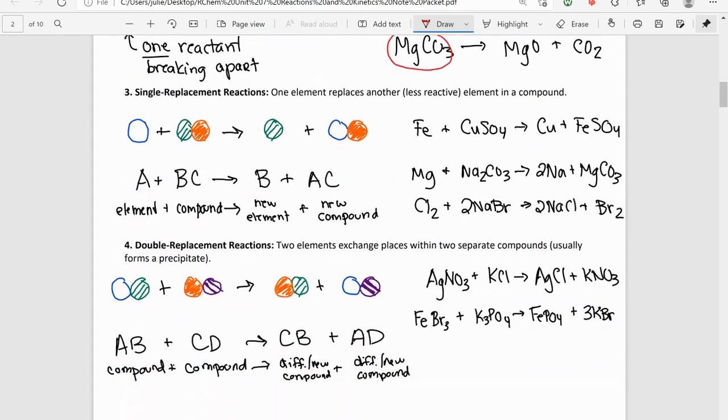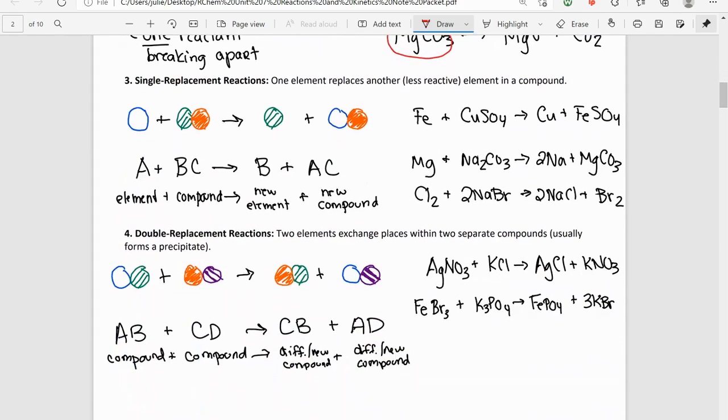The other two are sometimes harder for students to tell the difference between, and that is single replacement reactions and double replacement reactions. We have single replacement reactions first. One element is going to replace another less reactive element within a compound. Looking at the left-hand side, I have element A and compound BC. From the reactants to products, A has come in and kicked out B. So A is replacing B, where now B is by itself, and A is now in the new compound. So this is called a single replacement reaction.